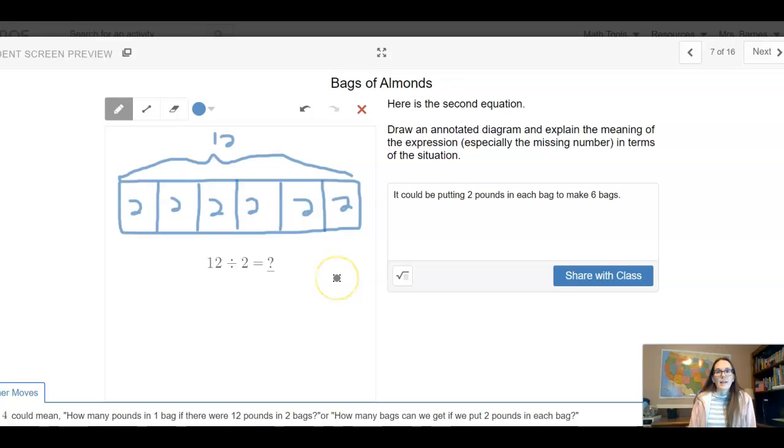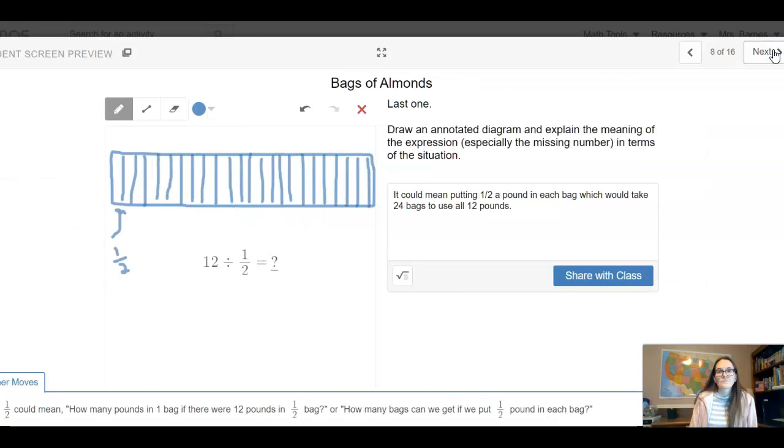If I go to the next slide here, then I'm thinking about 12 divided by 2. I thought of this one as 2 pounds in each bag, and that would make 6 bags for us. You might have thought of that in the reverse, where you maybe had 2 bags with 6 pounds in each, and that would also be correct.